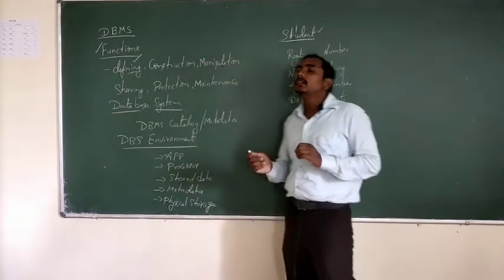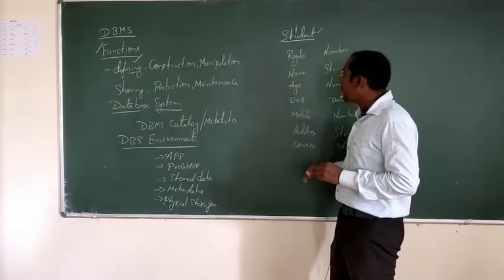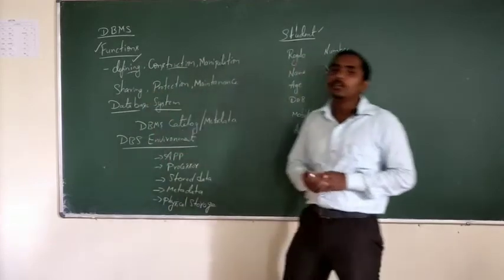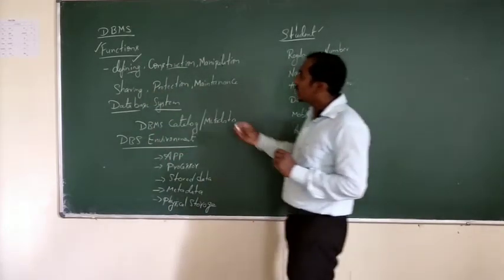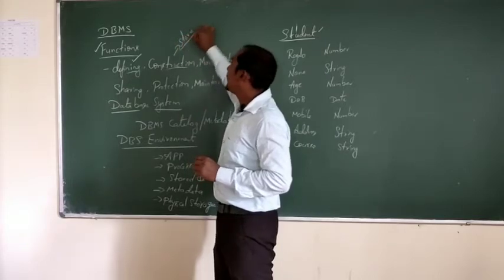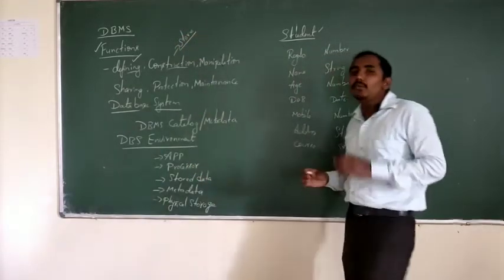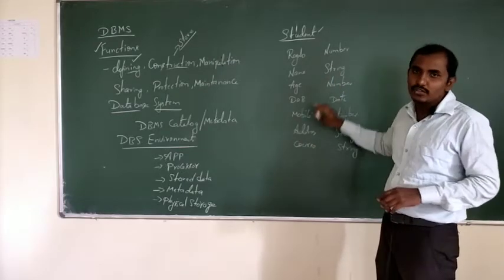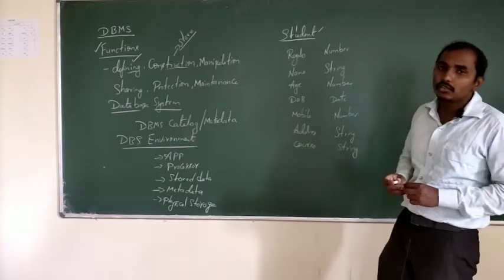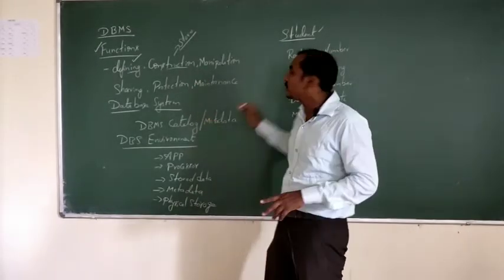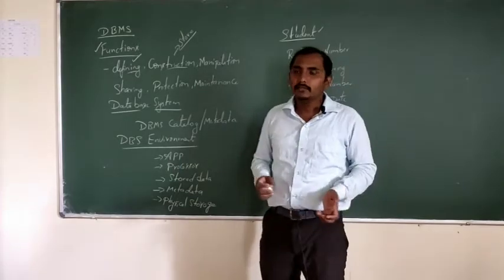Once the particular database has been designed, we should be able to construct that particular database. Whenever I say construction, it is nothing but we need to store, we need to save or allocate memory for this particular design or definition into the memory, that is construction. So the database should be able to allocate memory for whatever we have defined, right?